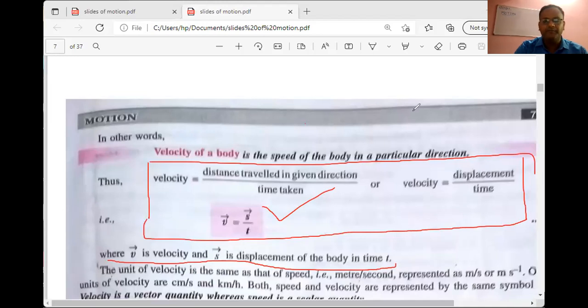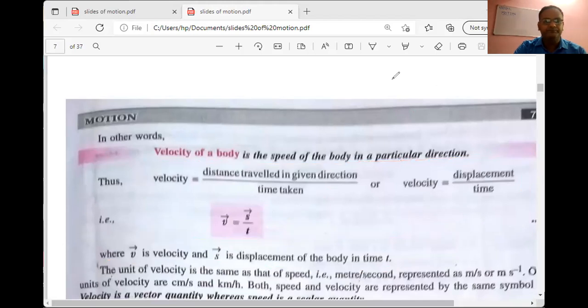Is it clear to all? Now, students, again the same thing which we discussed regarding scalar and vector quantity. Is velocity a scalar or a vector quantity, students? What do you think regarding velocity? Okay, very good. It is a vector quantity. Definitely correct.